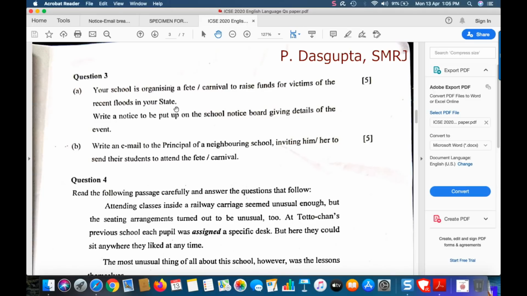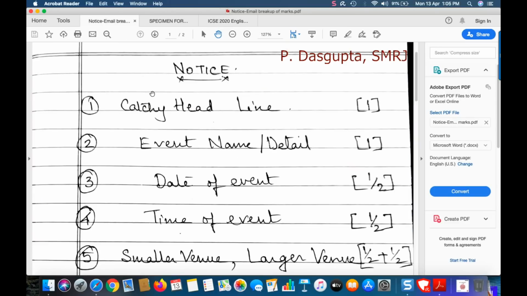Will you write in your state? You will not write in your state. That is the question. You will write in Uttar Pradesh. Or if you are in Karnataka, you will write in Karnataka. Or whatever state you are in. Okay? Now moving on to the next point.